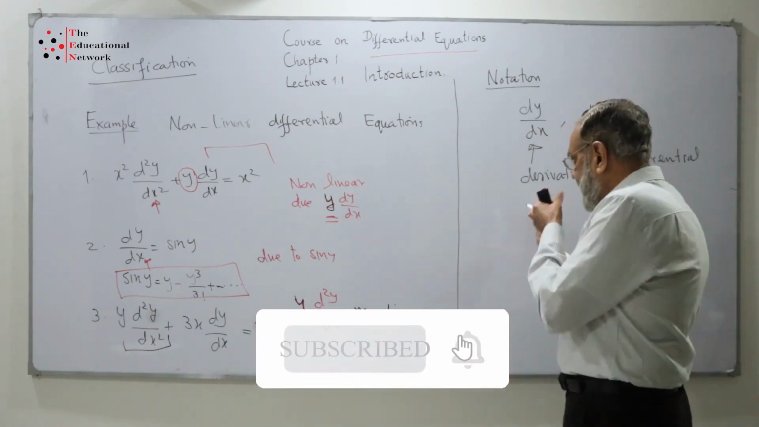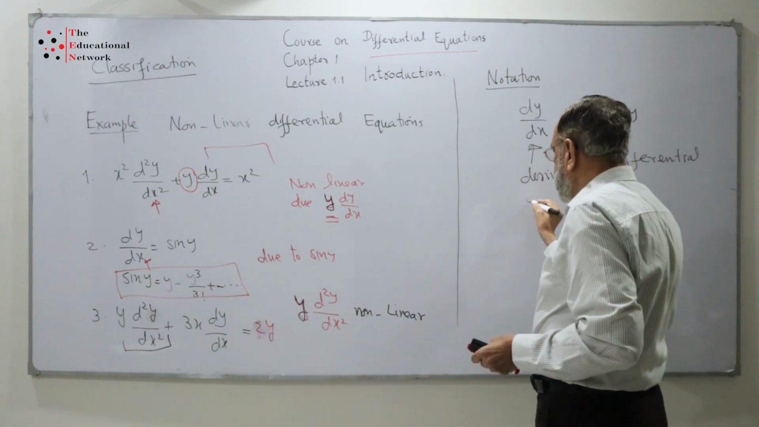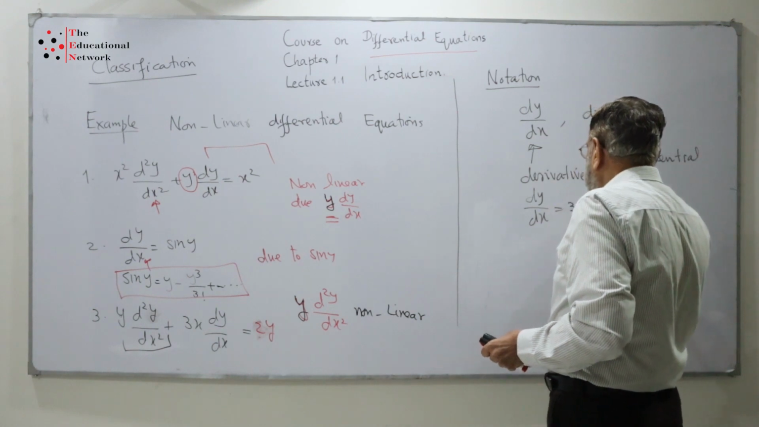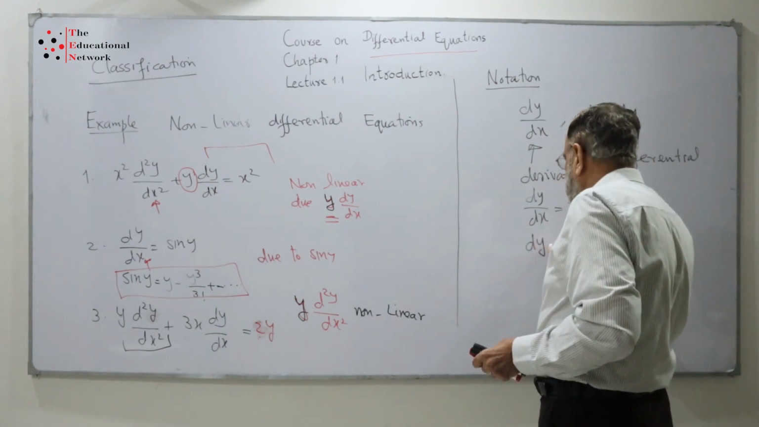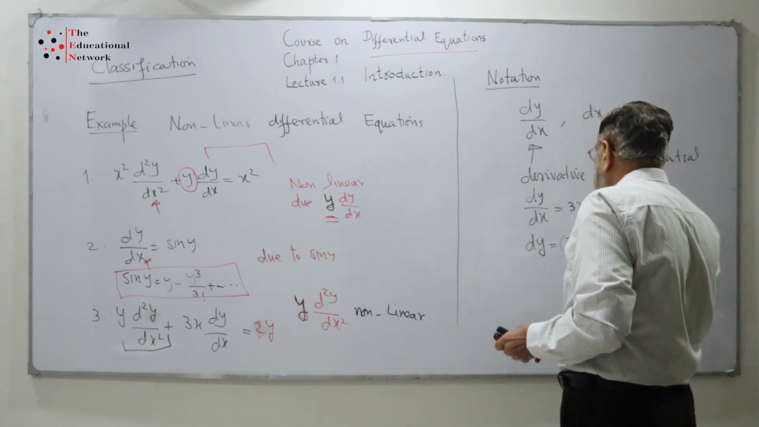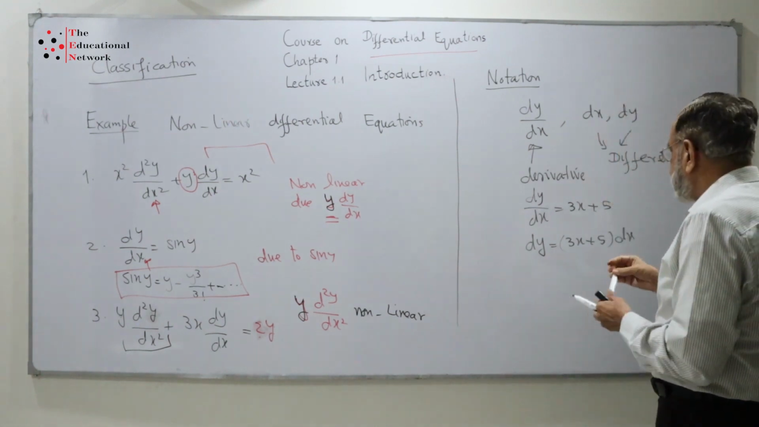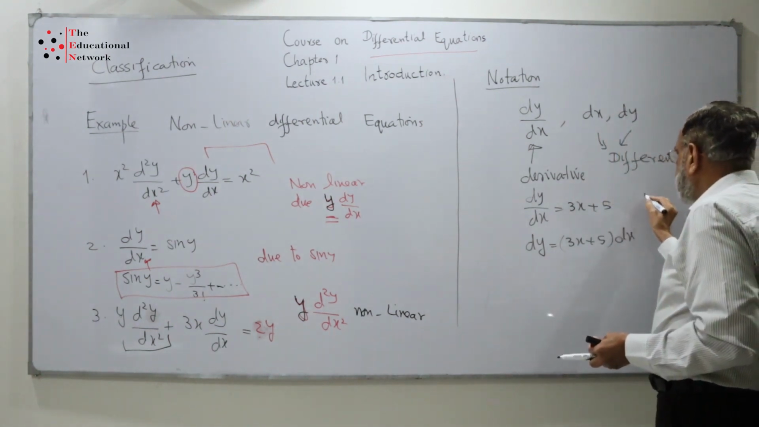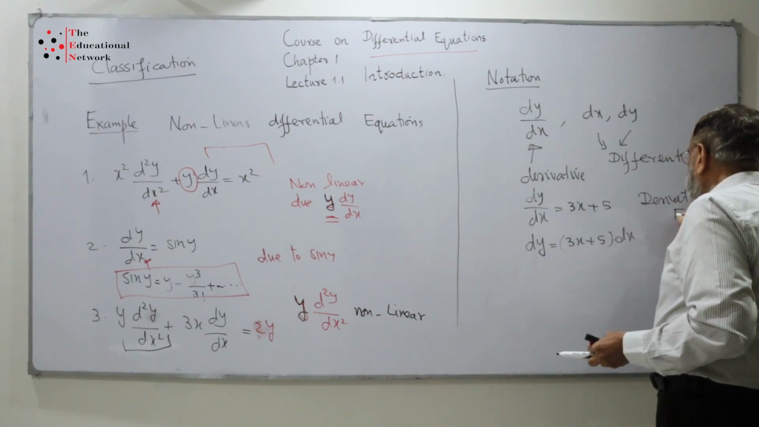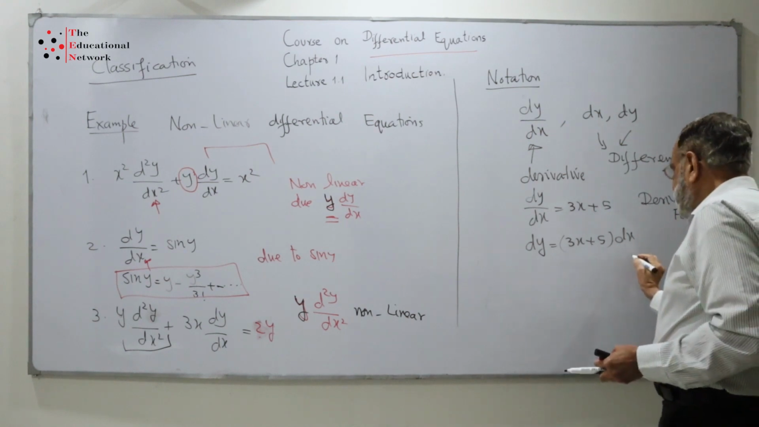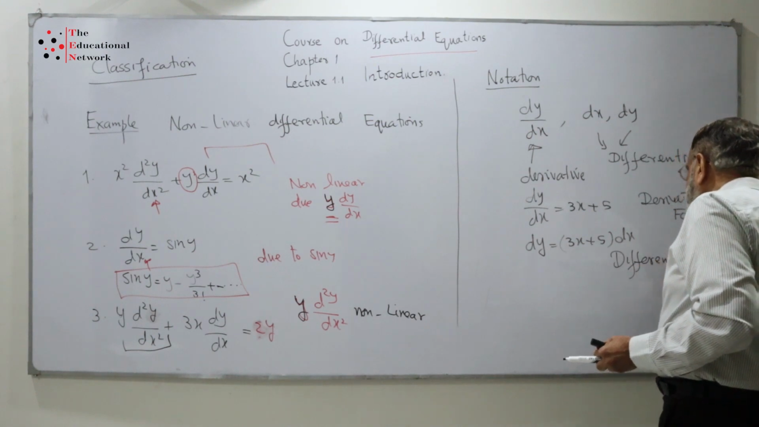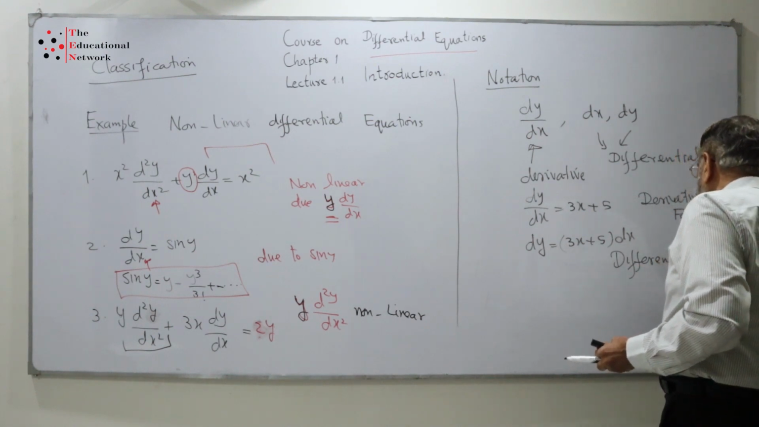Now I can write the equation like this: dy by dx is equal to 3x plus 5. I multiply by dx, and I get dy is equal to (3x plus 5) multiplied by dx. Now this equation is not the derivative form. We call the previous one the derivative form, and this one we say is the differential form. So these are the most important forms we have for writing a differential equation.